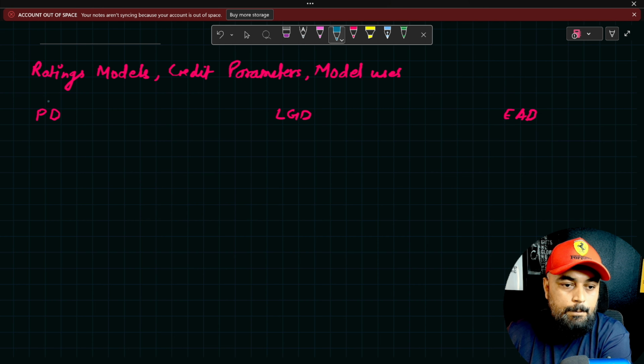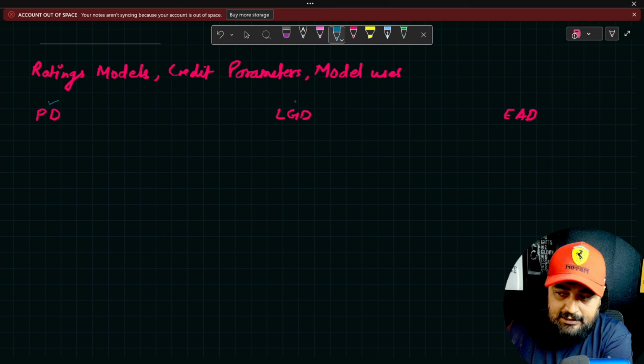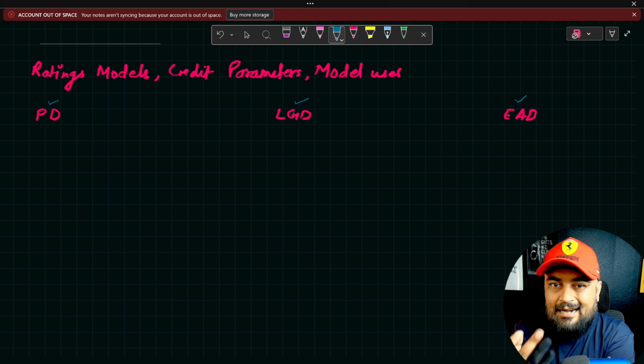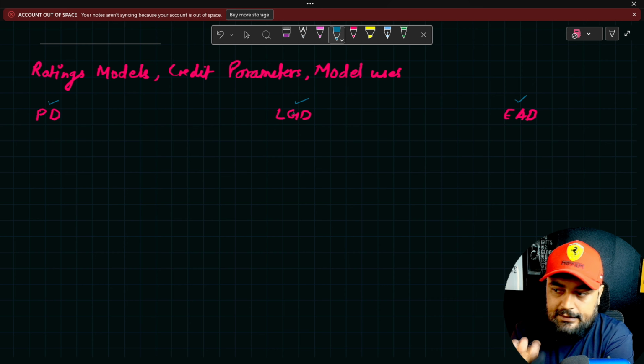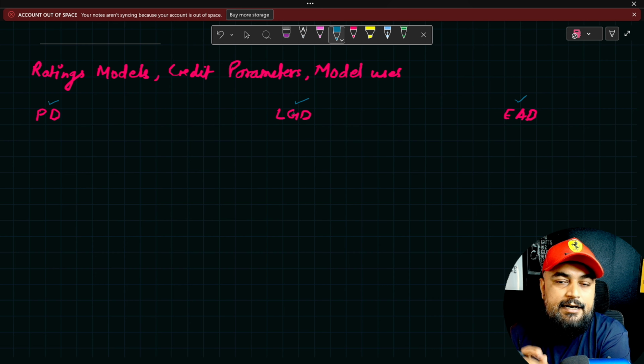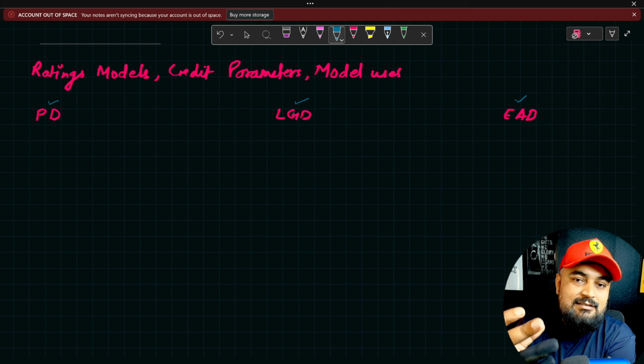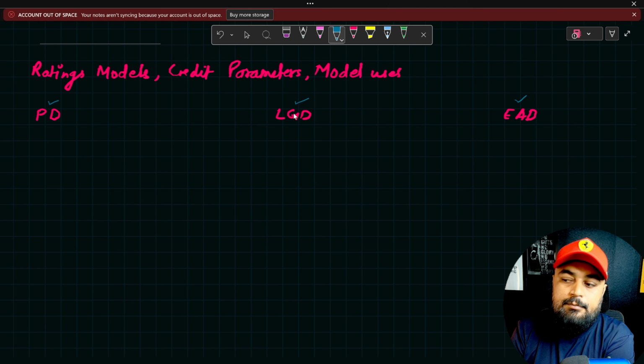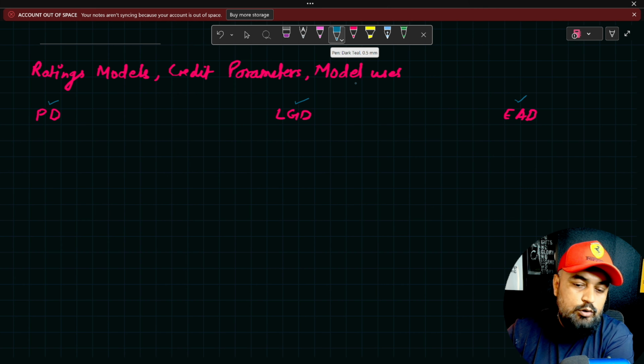PD stands for probability of default, LGD stands for loss given default, EAD stands for exposure at default. PD means what is the probability that a customer who has taken the loan will default. LGD means what is the impact on the bank if any borrower defaults at a certain period of time. That is loss given default. And the third metric is EAD, which is how much the exposure is at default at a particular point of time, because exposure would be changing time by time, LGD would be changing time by time. So all those things do matter.